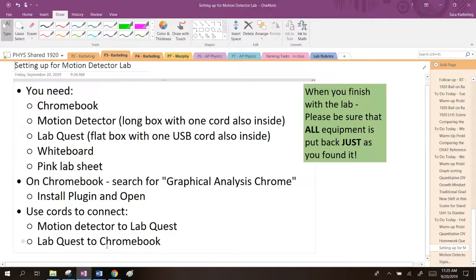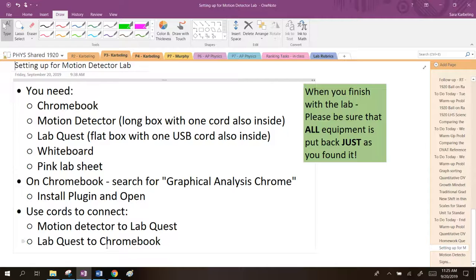So this is what you're going to do. So listen carefully. This is not a hard lab to do, as long as you listen carefully right now, okay? You will need one Chromebook, a motion detector that comes in the long skinny box and has a cord that has some white things on the ends, okay? And a LabQuest, which is the flat box with a USB cord in it.